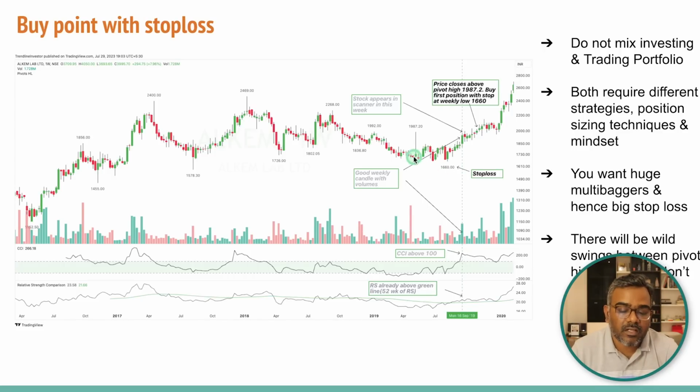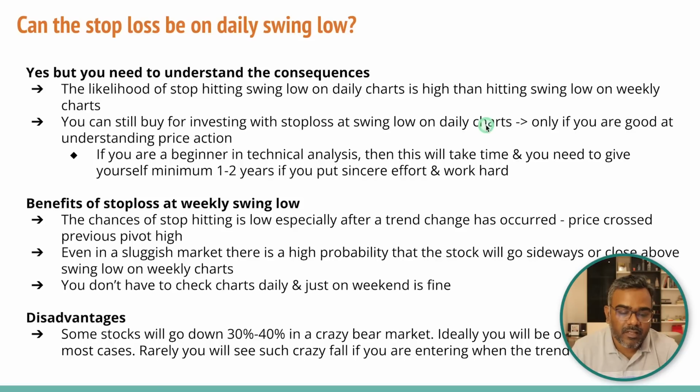So the likelihood of a stock hitting that stop loss after entering an uptrend is very low. Okay, so that's something you have to remember. Second thing is you can still buy for investing with stop loss at swing low on daily charts, but only if you're good at understanding price action. Unless you really understand how price and markets work, I would not keep my stop loss on daily charts.